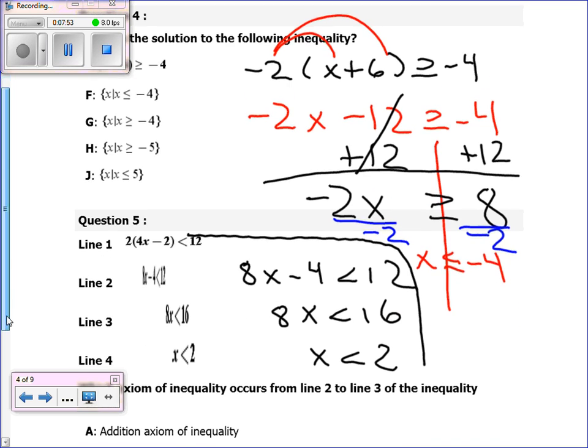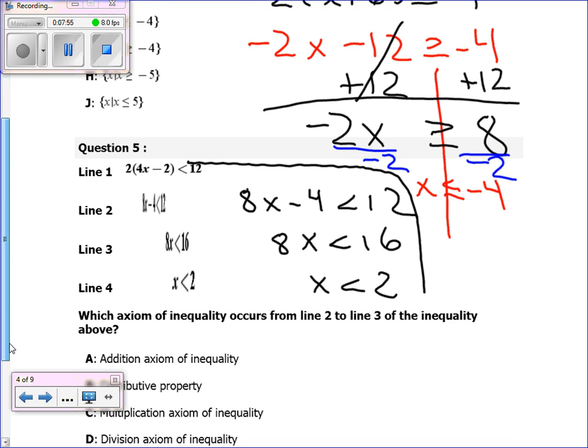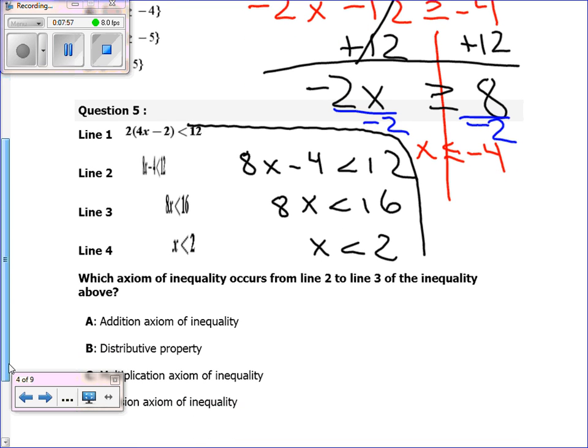Now looking at question number 5, moving along nicely. Which axiom of inequality occurs from line 2 to line 3 in the inequality above? So I went ahead and just rewrote that, since when I put it into this document, it kind of squished the problem together. So we're looking at step 2 into step 3.